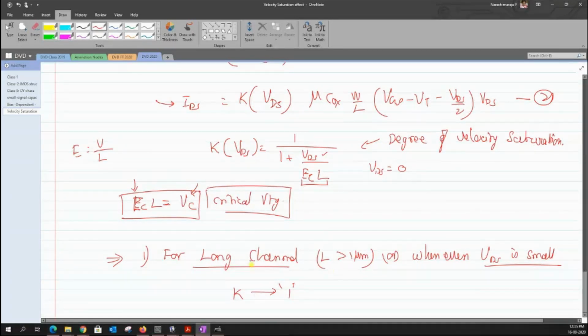And also, when I go for a channel length that is greater than 1 micrometer, what happens to this quantity, that is VDS by EC times L? Again, this quantity will become small, closer to the value of 0. Under that condition also, the kappa of V, anything like kappa of VDS or kappa of just V, would be equal to 1. So under either of these two conditions, the kappa takes up a value of 1.